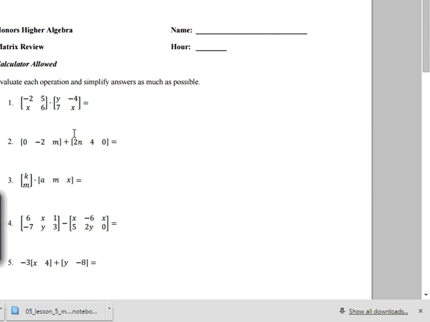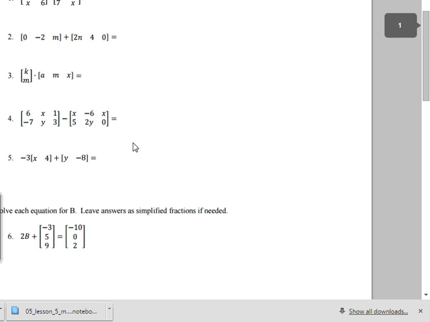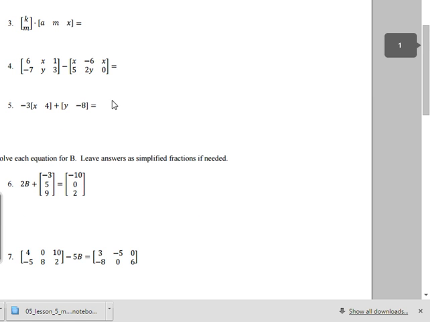Evaluate each operation and simplify answers as much as possible. So this first one's just a multiply, the next one's an add, then we have another multiply. Notice how there's lots of variables in there. That's because we're letting you use your calculator, and we don't want you to just put them all into matrix A and matrix B. You can't. If we put variables like that, it won't do it. So you have to know how to do it by hand. You can't just use your calculator as a crutch.